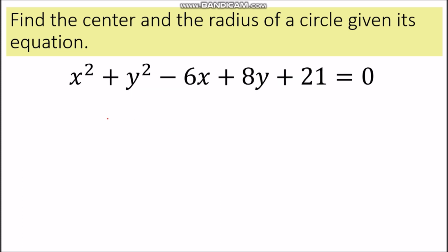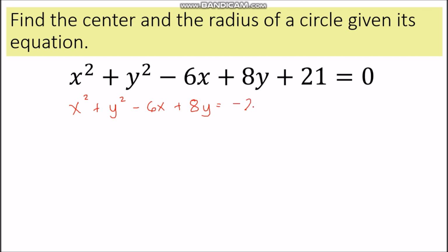Next, let's have this equation: x squared plus y squared minus 6x plus 8y plus 21 equals 0. If you notice, this one is in the general form. Like I said a while ago, it's better if the equation is in the center-radius form so that we can easily identify the coordinates of the center and the radius. So our goal for this one is to change this into the center-radius form. The first thing we have to do is move the constant term to the other side of the equation.